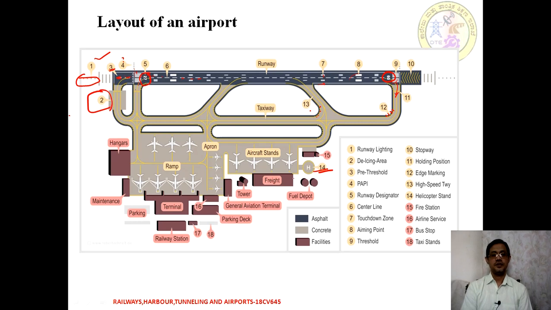Then the 15th is going to be the fire station. Immediately if there is any fire breakout during landing or any sort of operation, it should be very much adjacent to the exit taxiway. And the 16th is going to be the airline services here. So try to see the airline services.